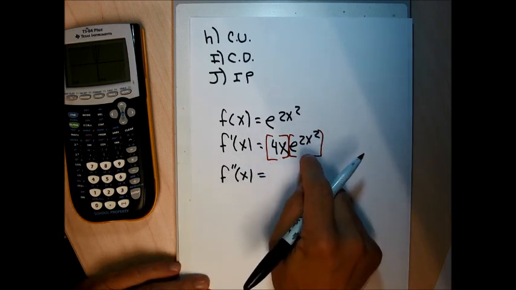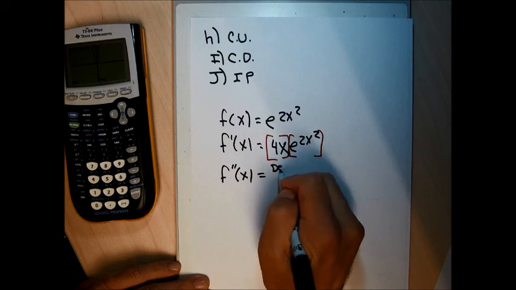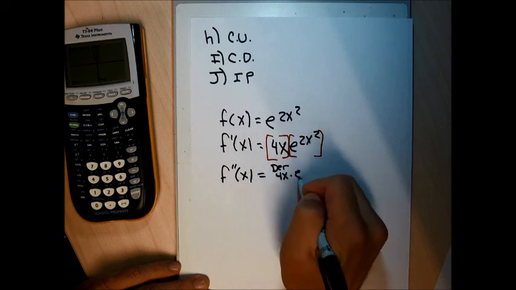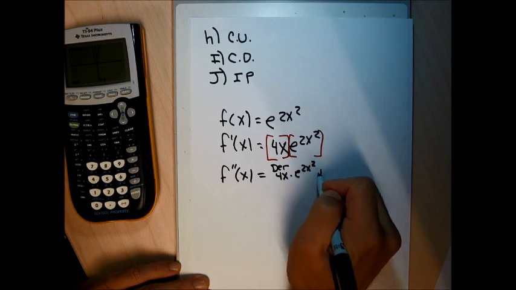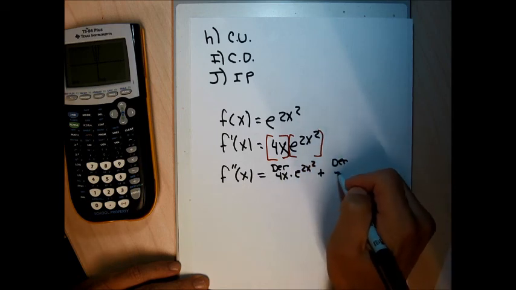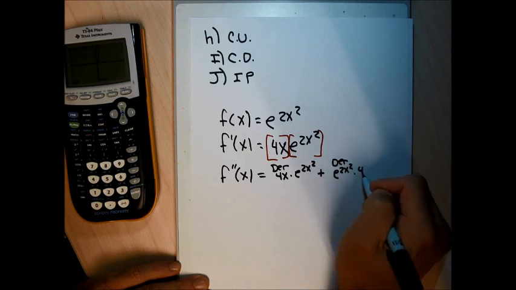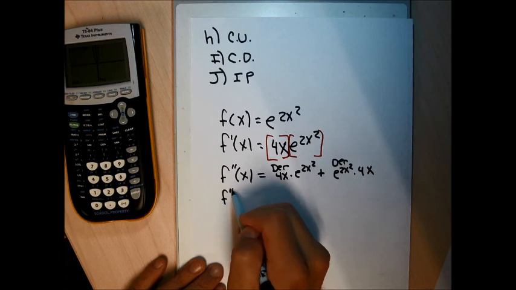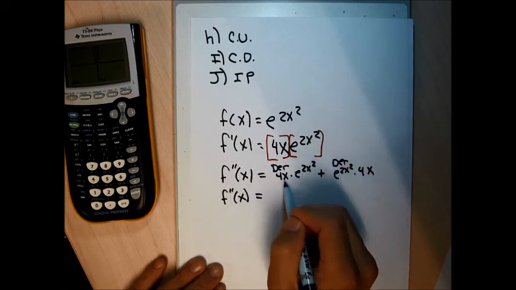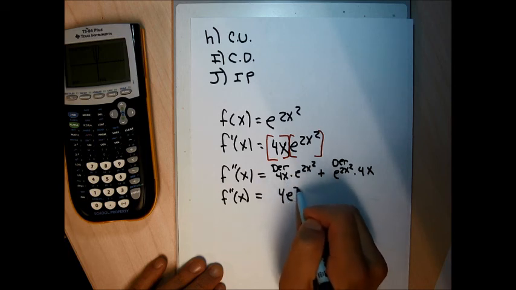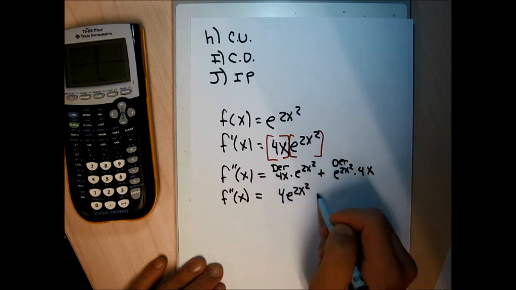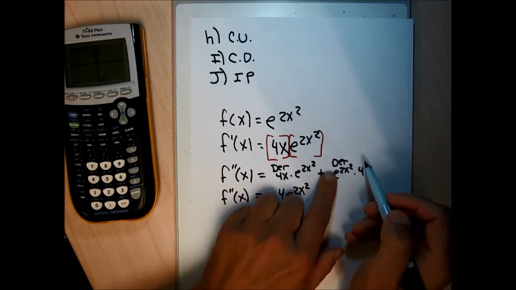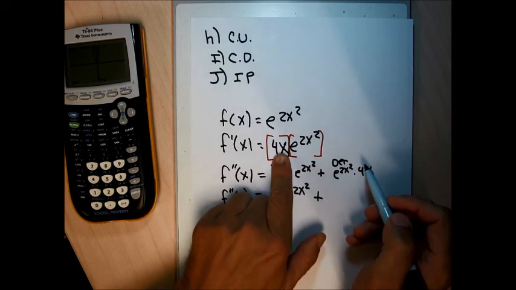I'm going to take the derivative of 4x and multiply that by e to the 2x squared, put a plus sign down, and then take the derivative of e to the 2x squared and multiply that by 4x. So the product rule requires me to take the derivative of each of the factors times the other unchanged. For this derivative of 4x, because it's a first power term, its derivative is a coefficient of 4. So the first part of my product rule is going to have 4e to the 2x squared.